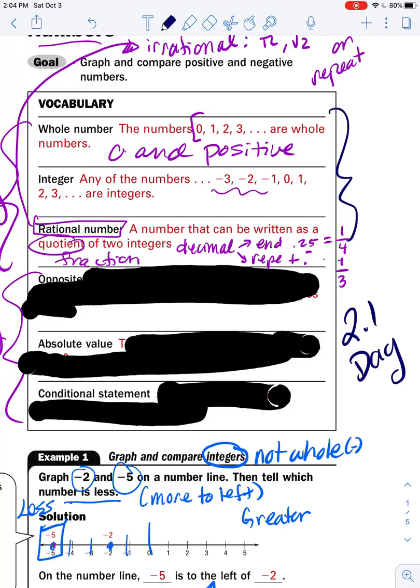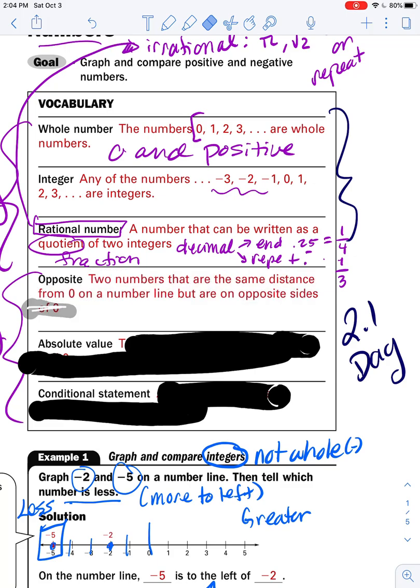Okay, so yesterday's fun was learning whole numbers versus integers versus rational numbers and putting numbers in order. Today we're going to talk about opposites, absolute value, and conditional statements.